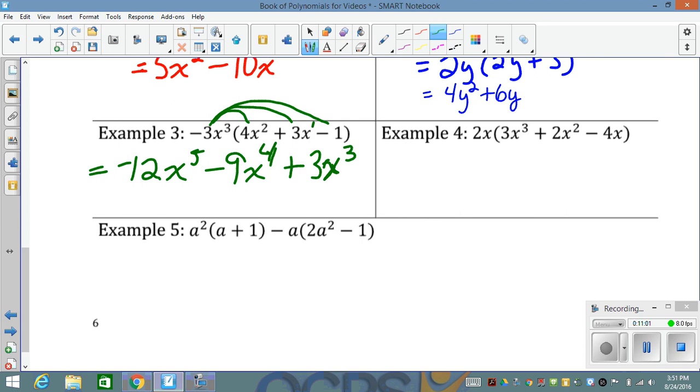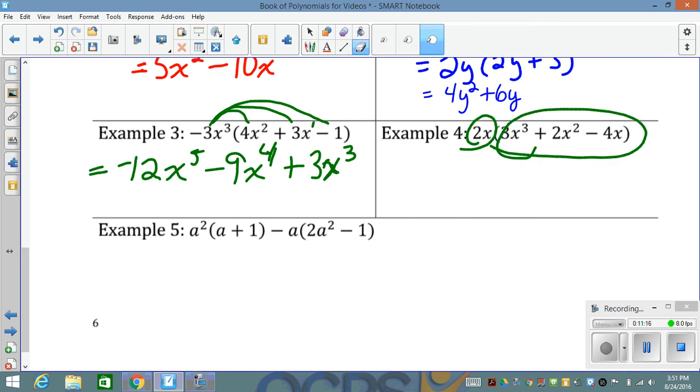Okay, next, example 4. We're going to do example 4, and then we're actually going to save example 5 for later. So example 4 will be the last one we're doing in this video. So I'm distributing the 2x. Again, it is a monomial times a trinomial. So my answer is going to be a trinomial, since there are no like terms to combine here.